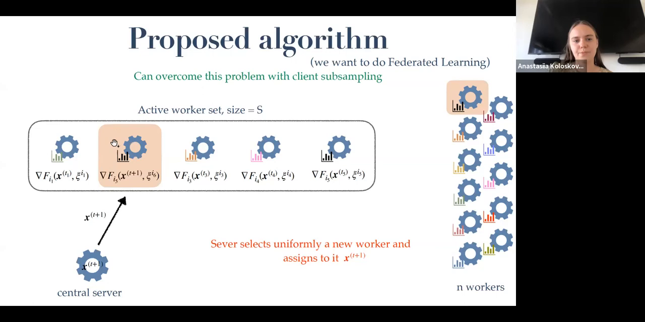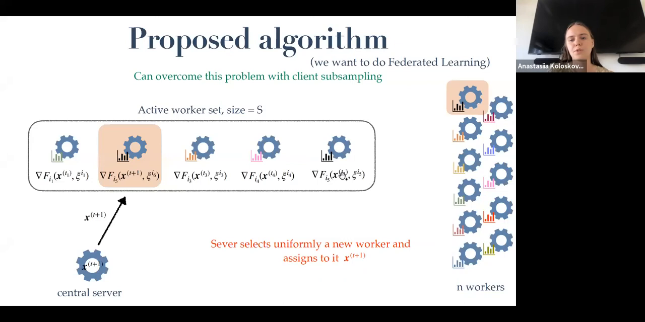And we assign this point t+1 to this worker to compute. Because we sampled uniformly out of all workers, we could sample the same worker twice. And if this happens, then the jobs on this worker are getting stacked. It would first compute this, then it would compute this.